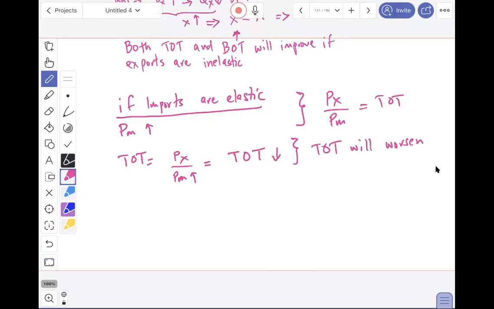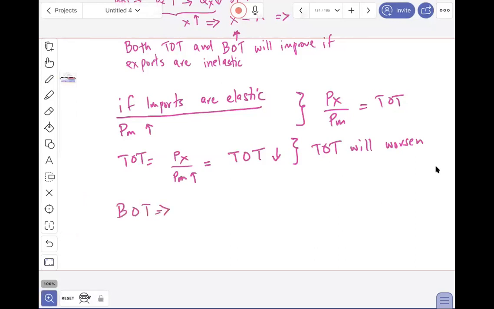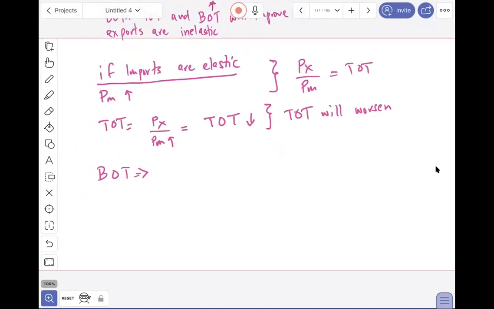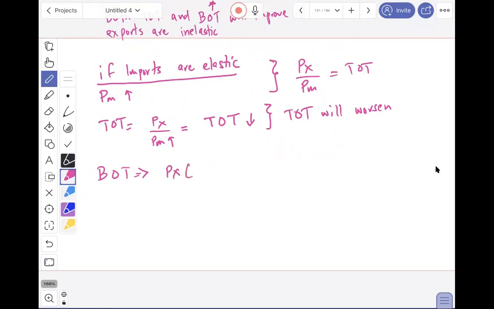Then comes this balance of trade. Let's look at balance of trade. For balance of trade, what you look at is basically Px times Qx minus Pm times Qm. Now, price of imports is going up, right? If price of imports is going up, quantity of imports will fall, right?